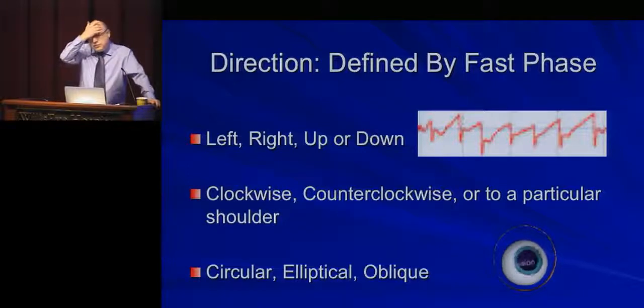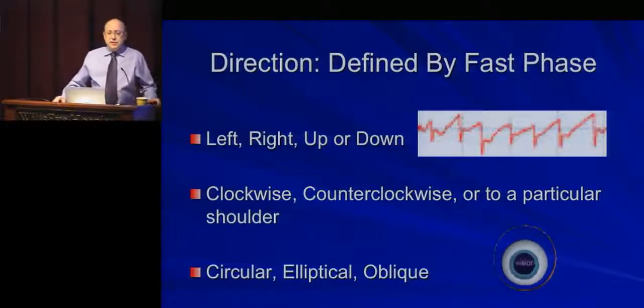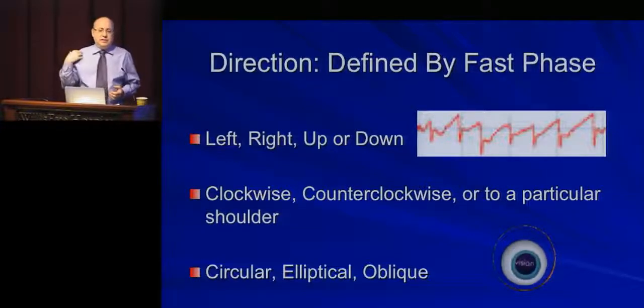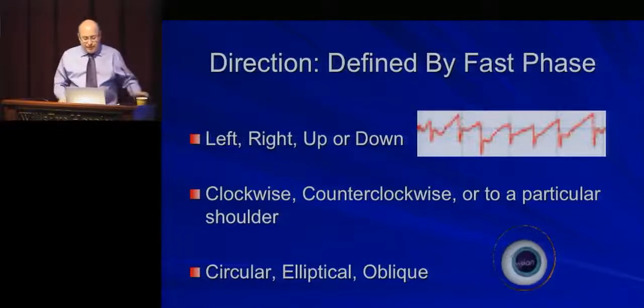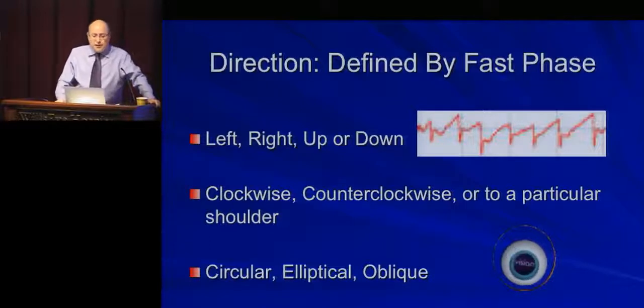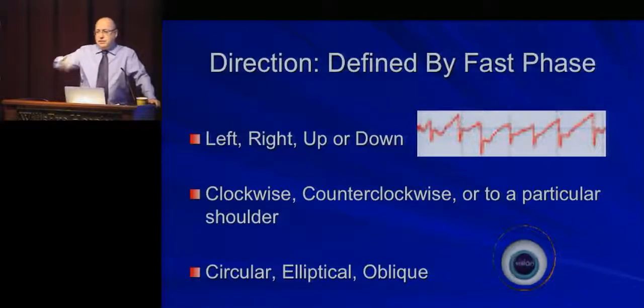And if it's torsional or rotary, we want to say, is it rotating clockwise or counterclockwise, or to be more accurate, since you don't know if you're talking about clockwise for the examiner or the patient, you may want to say it's beating towards the patient's right shoulder. So you know that it's going in that direction. Finally, it could be a combination of horizontal and vertical. And if that's the case, it takes a form like circular or oblique or even elliptical.